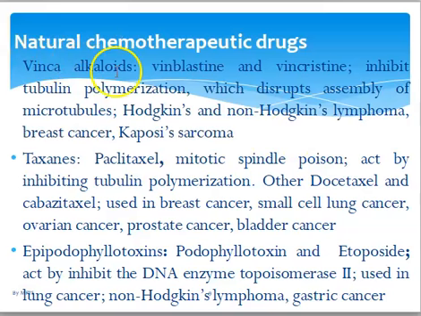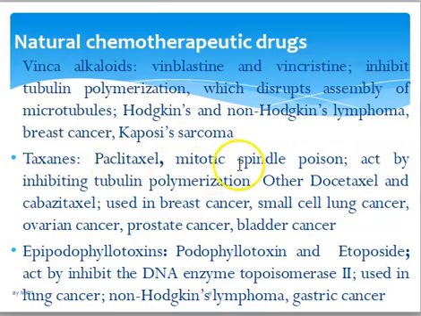We have the vinca alkaloids. These are vinblastine and vincristine. We know they are extracted from Catharanthus roseus. They inhibit tubulin polymerization, which disrupts assembly of microtubules. Once assembly of microtubules is inhibited, as we said in the stages of the cell cycle, there will be no more division. These are used in Hodgkin's and non-Hodgkin's lymphomas, breast cancer, and can also be used in Kaposi sarcoma.